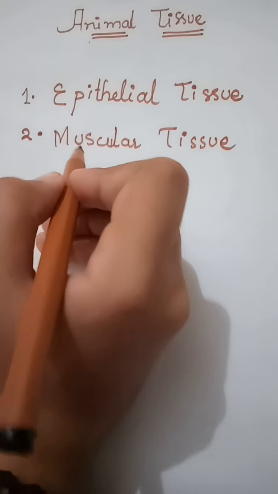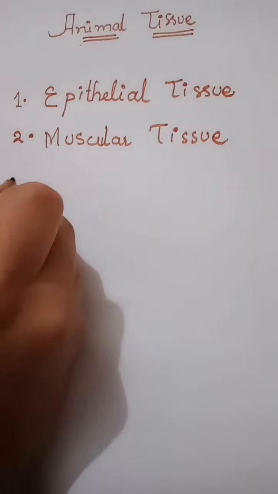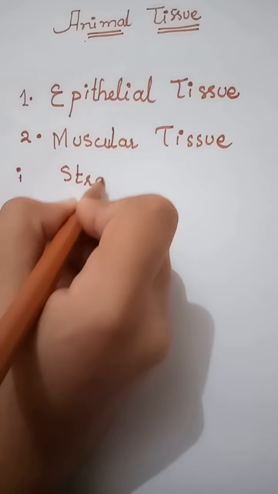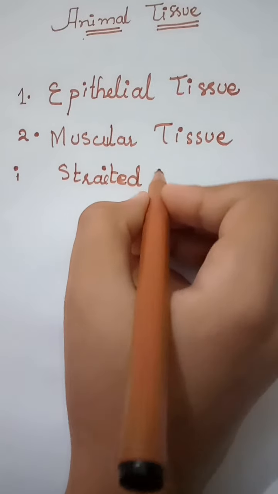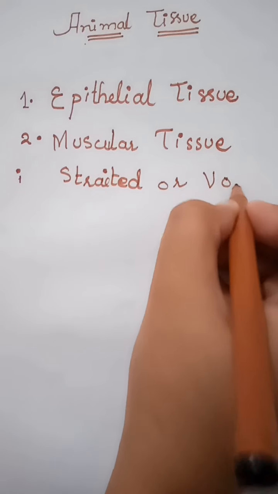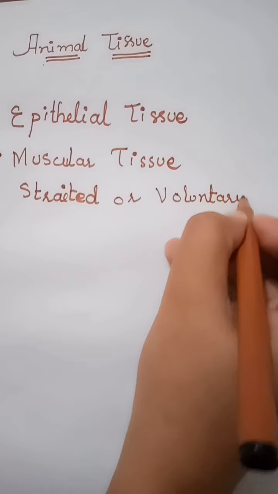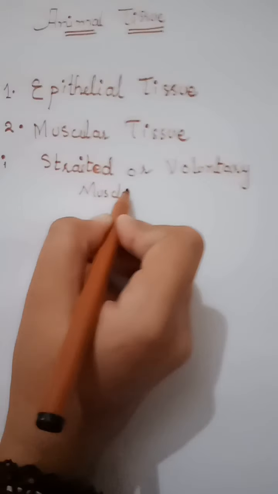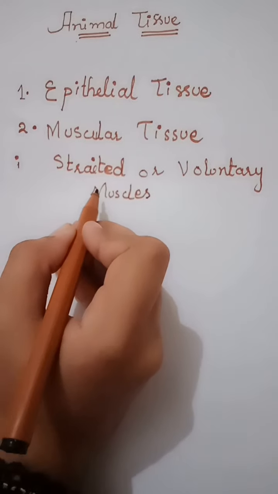There are 3 types of muscle tissues present in our body. Number 1, striated or voluntary muscles. These muscles occur in bundles.